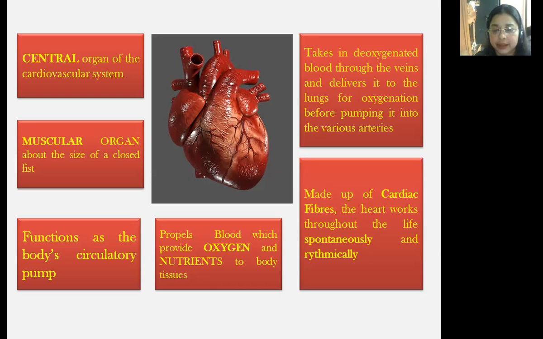It actually receives deoxygenated blood through the veins and delivers it to the lungs for oxygenation before pumping it into the various arteries. As we can see, it has a cone shape, and the pointed end, the part which points downward, is called the apex of the heart. It is the size of a closed fist, and it is the most important organ of the blood vascular system.